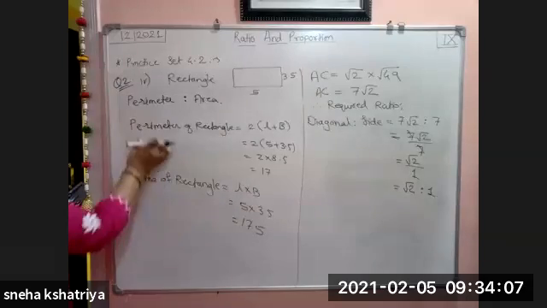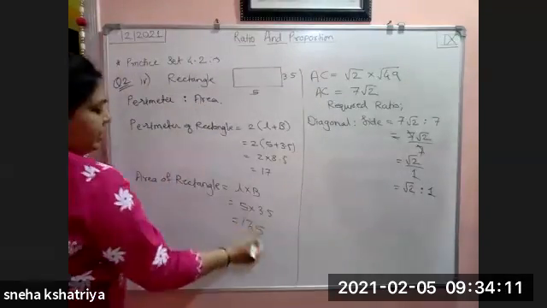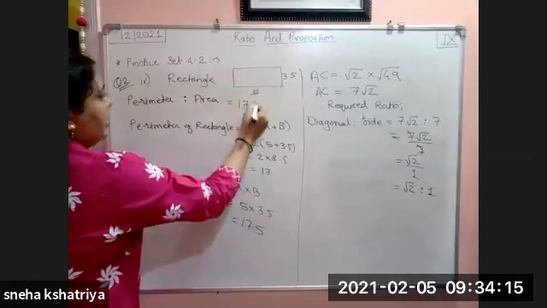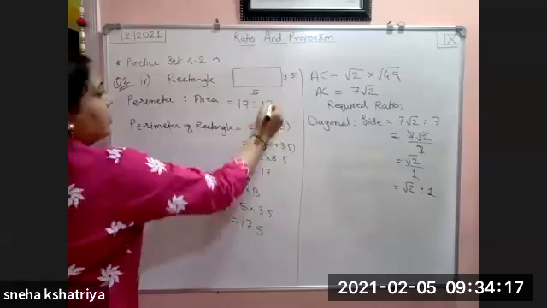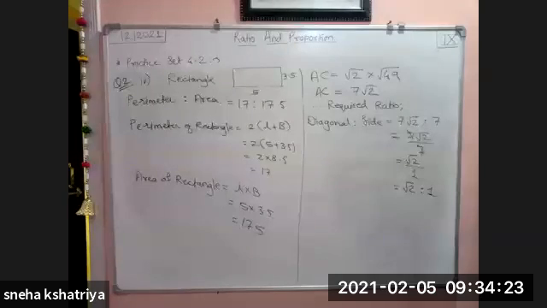So the required ratio is perimeter to its area. Perimeter is 17, area is 17.5. So simply we will get 17 perimeter as to 17.5 directly. We'll get the ratio of perimeter to its area, that is 17 as to 17.5.